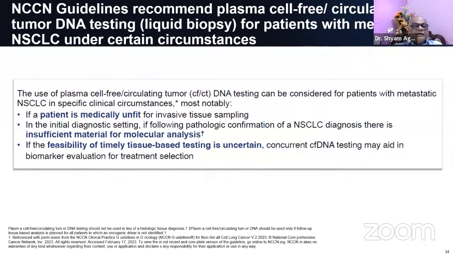So I think for patients under certain circumstances, the plasma tumor DNA testing is recommended. If the patient is medically unfit for testing or has insufficient material, and if the feasibility of timely tissue-based testing is uncertain, one can look at the cfDNA. Next slide.